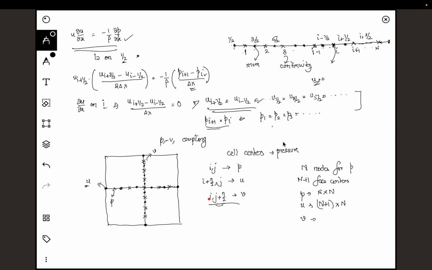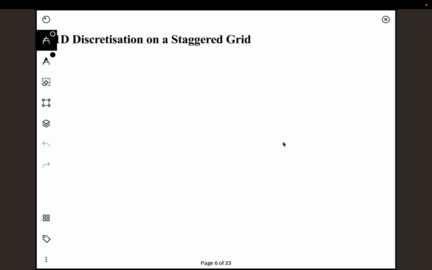So for V we have i as the same index running from 1 to n, and along j we have this half coordinate, so we'll have n plus 1 nodes. This is how I initialize my matrices, and then I'll have to go ahead and solve them. How we solve them is something we'll see now. So let's again start with the 1D case to see how we solve these equations.